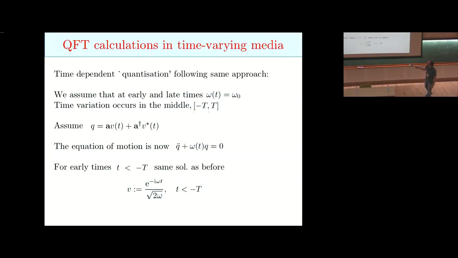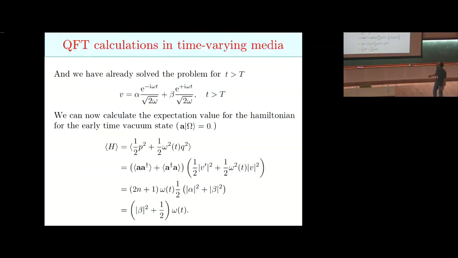We know that for very early times, at t minus infinity, you have an input plane wave, and at the output, you have the sum of these two waves here, one with an alpha coefficient, the positive frequency term, and the negative frequency term with a beta coefficient. Already solved this. So then I can just plug this in. I can then just calculate what the expectation value is for the Hamiltonian, and I end up with this formula here. I don't have an n here anymore. I have beta squared.